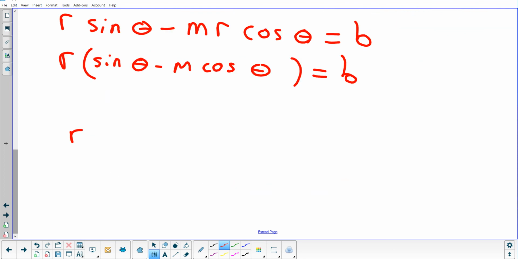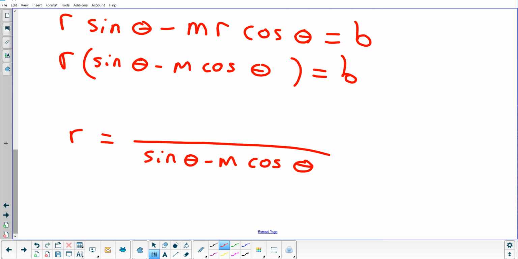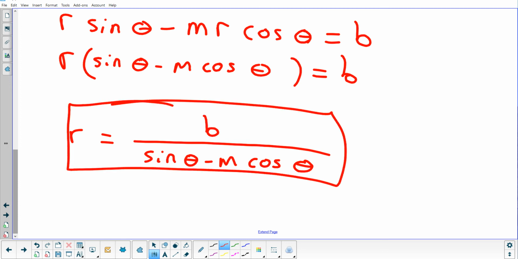And lastly, how would you get r by itself? Divide by sine theta minus m cosine theta. And that is the equation of a line in polar, where b is your y-intercept and m is your slope.